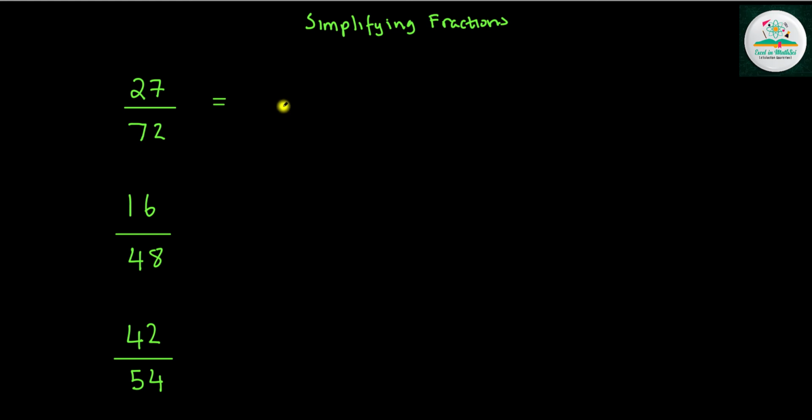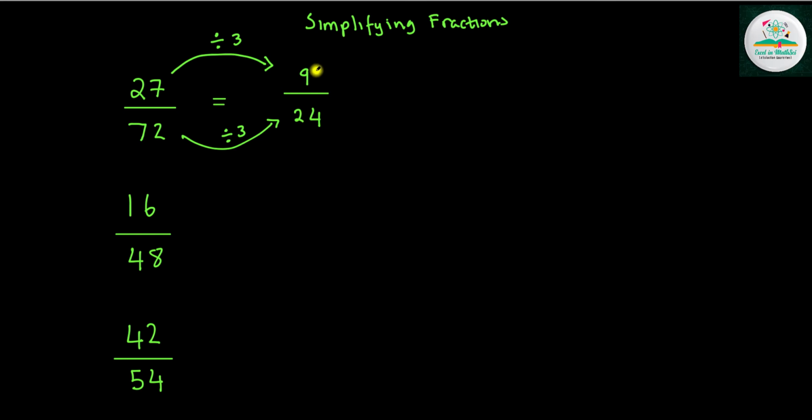Okay guys, let's look at another set. So we've got 27 over 72. What we can do is start with the smallest number. I'll start with 3 because 2 won't go into 27. Then 27 divided by 3 would give me 9, and 72 divided by 3 would give me 24. Okay, now I've got 9 over 24.